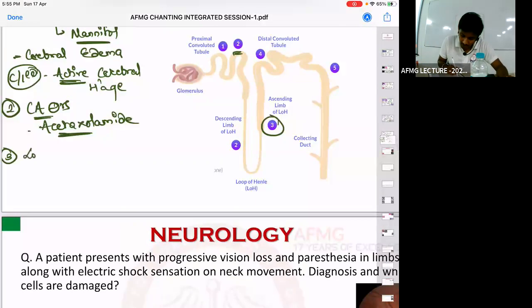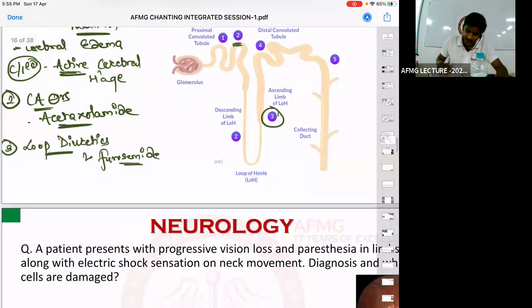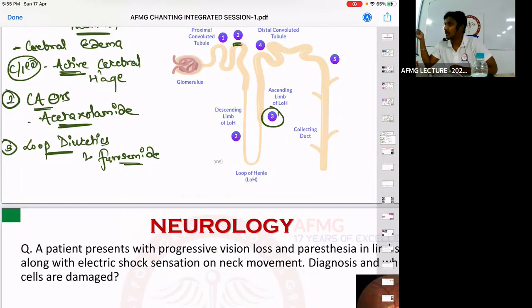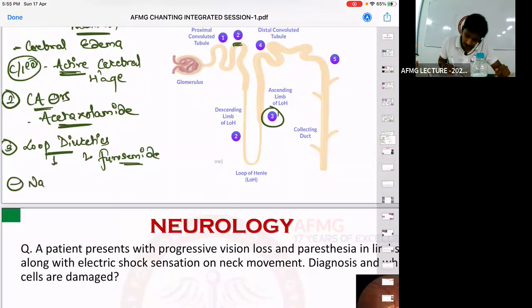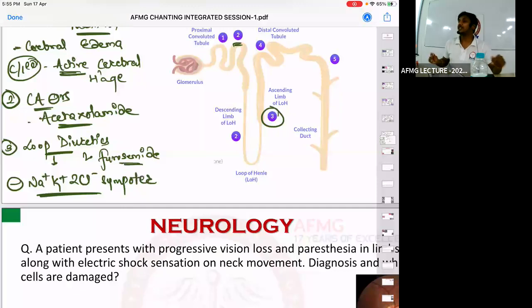These are loop diuretics. Loop diuretics are drugs like furosemide, bumetanide, torsemide. These are also called high efficacy or high ceiling diuretics because the strongest diuretics are loop diuretics, and they inhibit which transporter? The sodium, potassium, 2-chloride co-transporter.